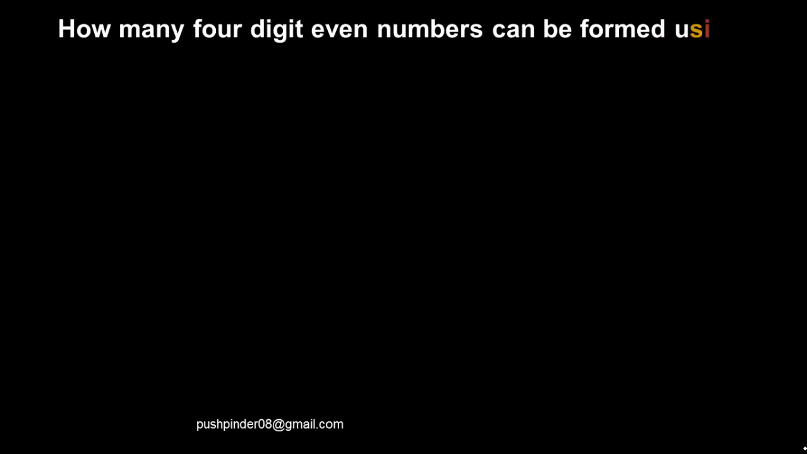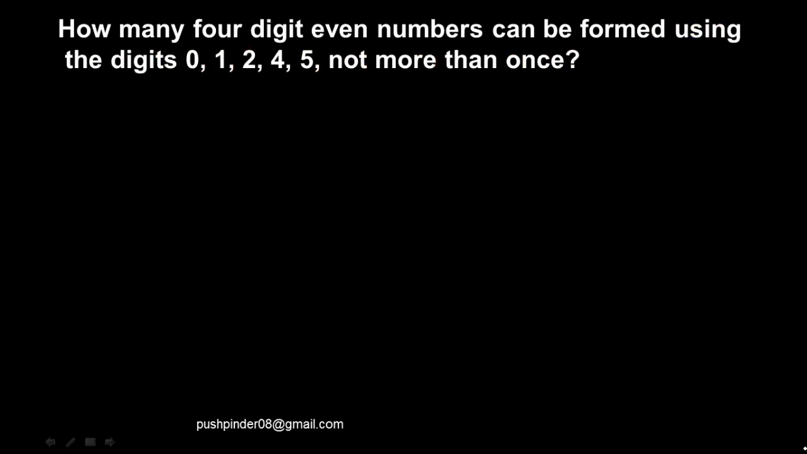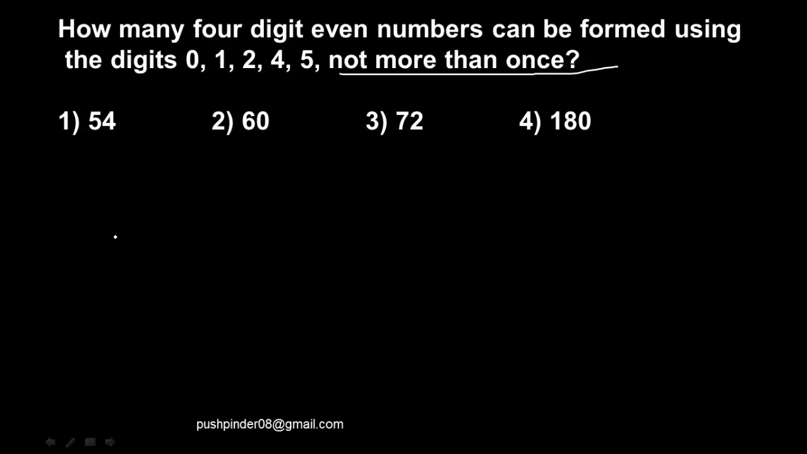Okay. So now let's take the previous question to the next level. How many 4-digit even numbers can be formed using these digits such that we should not be using numbers more than once? That means repetition of digits is not allowed. So let's try solving this. Since repetition of digits is not allowed, we have to see whether the cases are colliding or not.